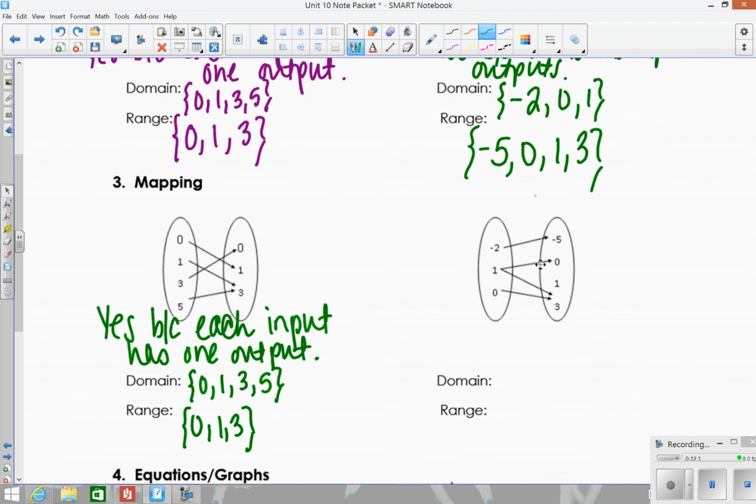And then for this one, because this 1 is going to multiple things, if I ask you what is the output when the input is 1, there's two different answers, which is why this is not a function. So no, this is not a function because 1 has two different outputs.